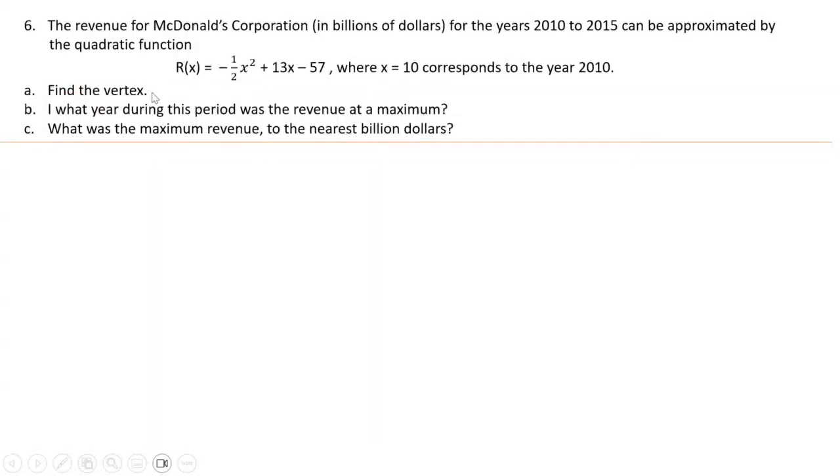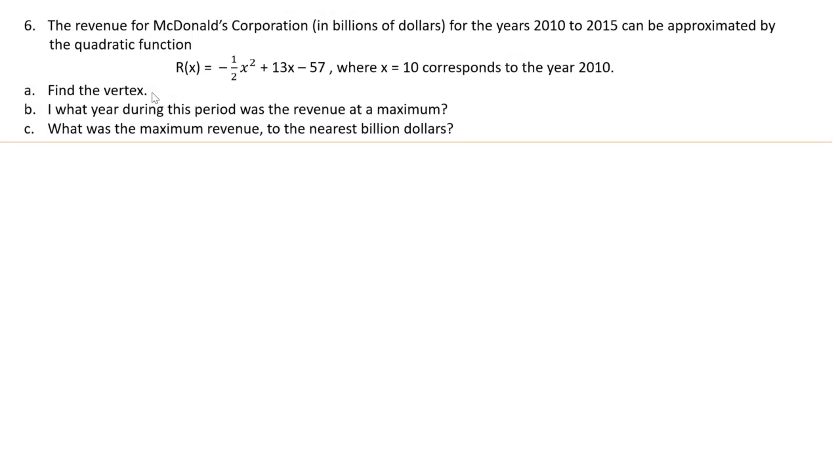Let's move on to number 6. And here's how we use it in a real life situation. It says the revenue for McDonald's Corporation in billions of dollars for the years 2010 to 2015 can be approximated by the quadratic function r of x equals negative 1/2 x squared plus 13x minus 57, where x equals 10 corresponds to the year 2010. So again, this also has 3 parts.